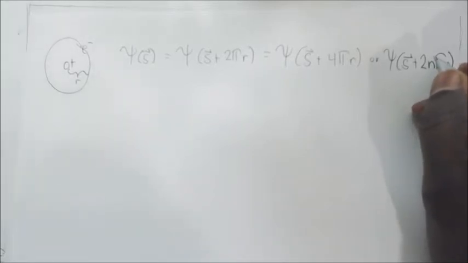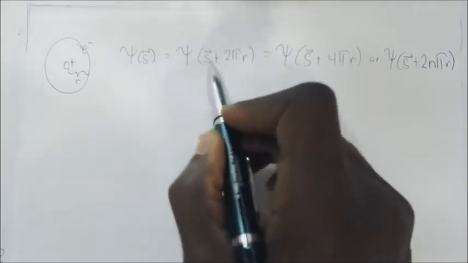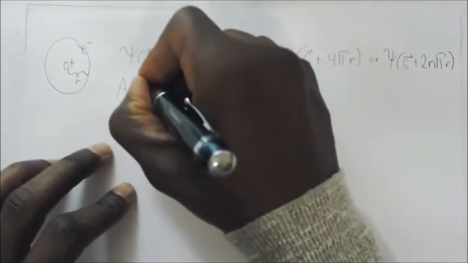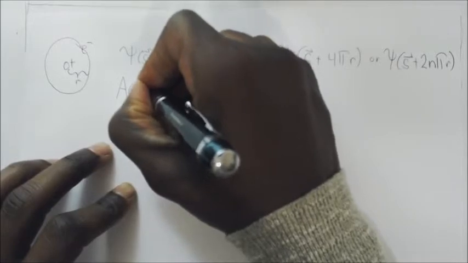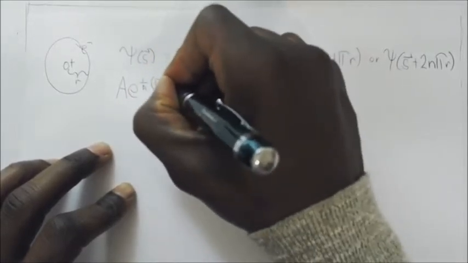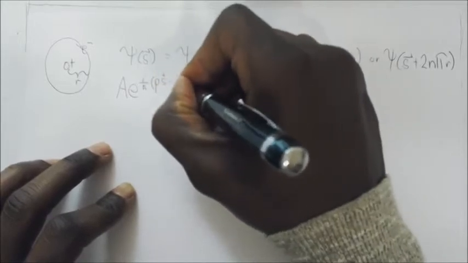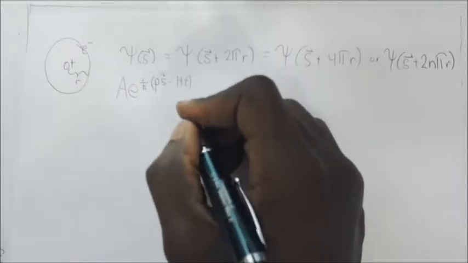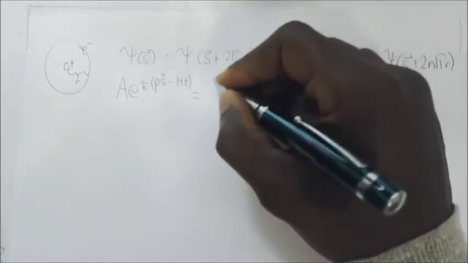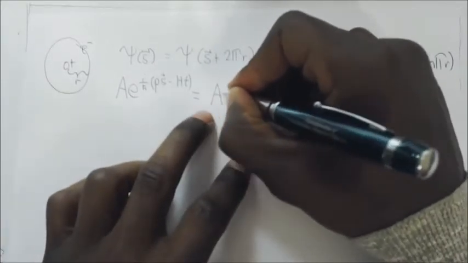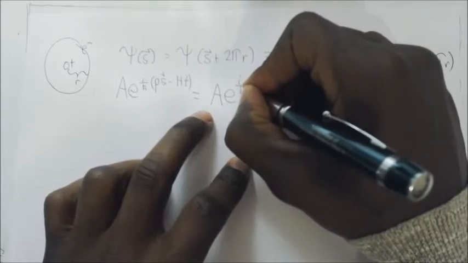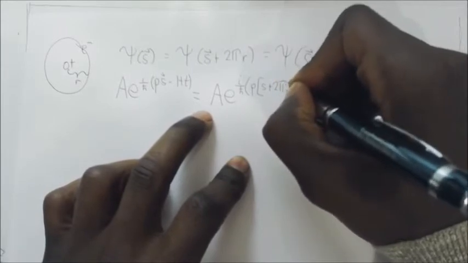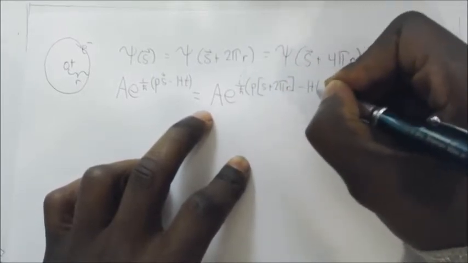Okay, now with that in mind, we can say that psi of s is equal to psi of s plus 2 pi r. So now we can write that out and say A times e to the i over h bar, p times s minus Hamiltonian times time. And mind you, we don't need the time term since we're just doing psi of s, but the result will be the same either way, is equal to A times e to the i over h bar, p times s plus 2 pi r, minus Hamiltonian times t.